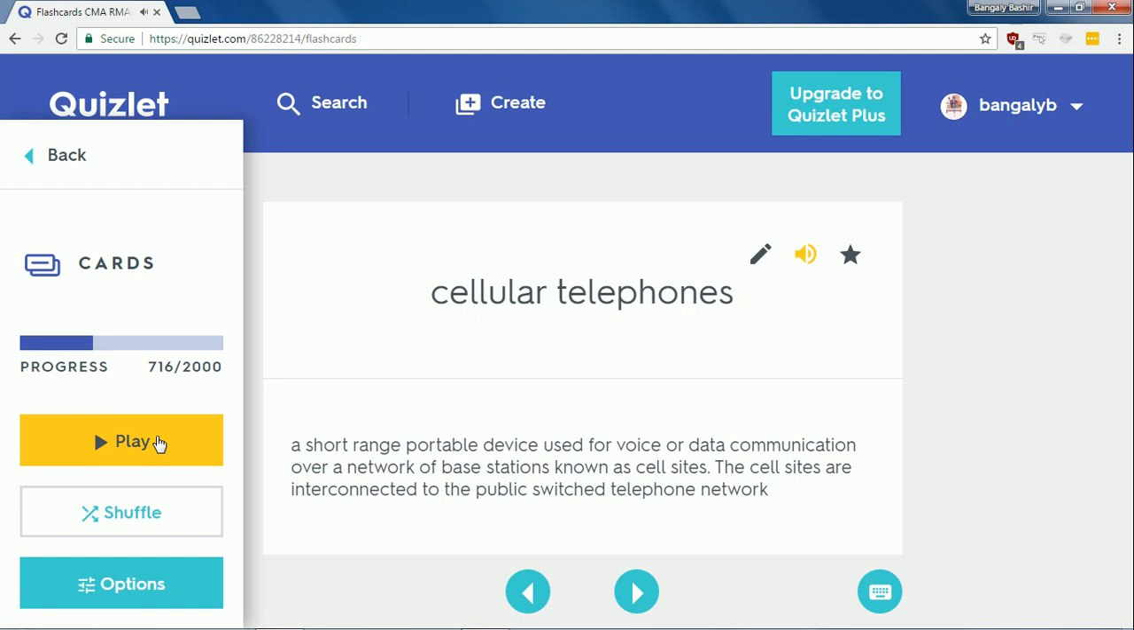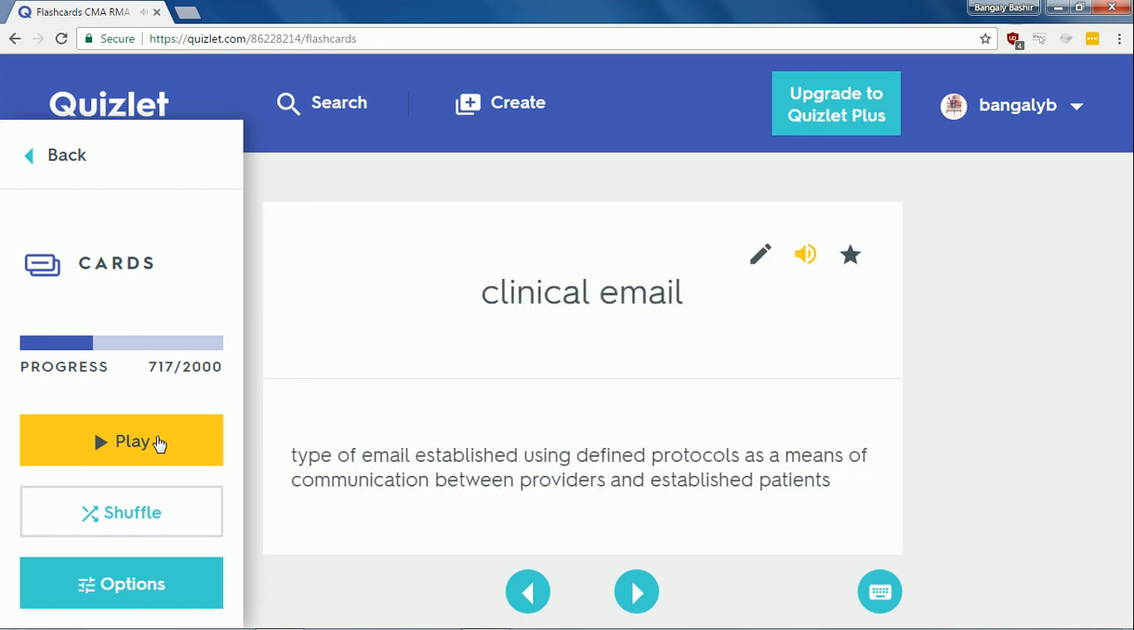A short-range portable device used for voice or data communication over a network of base stations known as cell sites. The cell sites are interconnected to the public switch telephone network. Clinical email. Type of email established using defined protocols as a means of communication between providers and established patients.